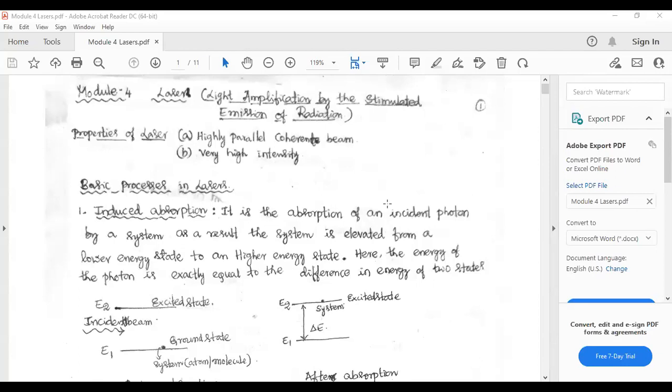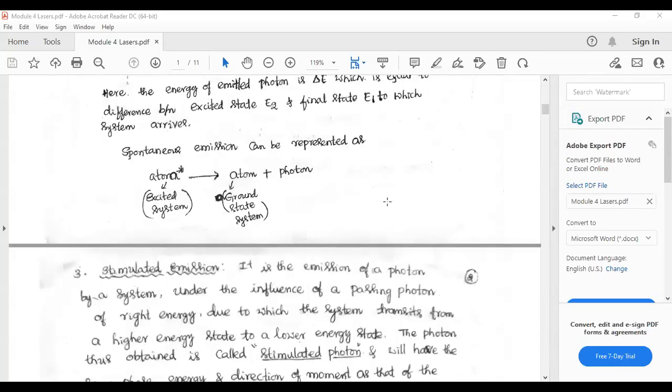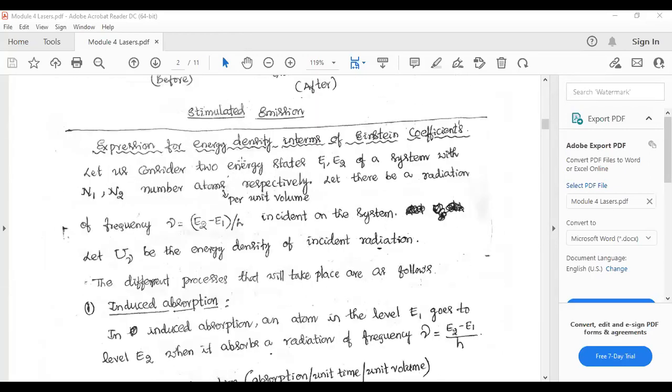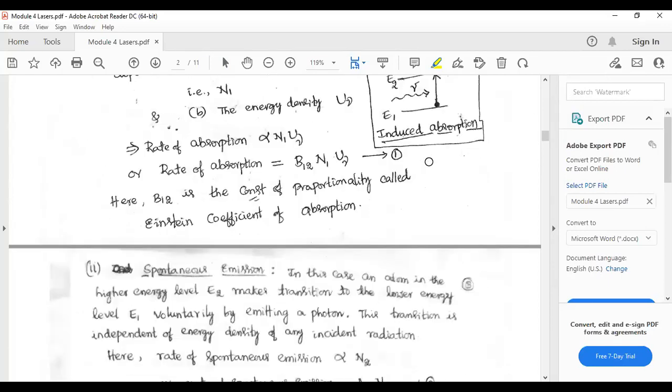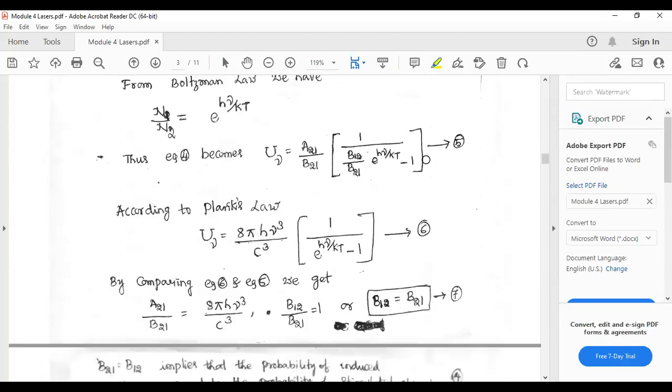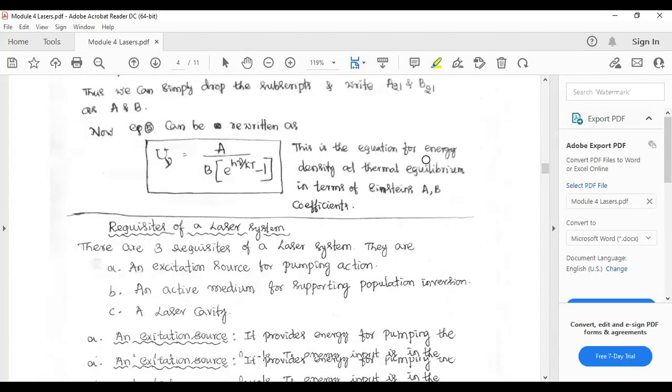Later I discussed the concept of energy density of a radiation in terms of Einstein coefficient. I also said this is a very important question: the expression for energy density of a laser in terms of Einstein's coefficient. I hope you have tried this at home, and I have already mentioned this is very likely to be there in the second internals.